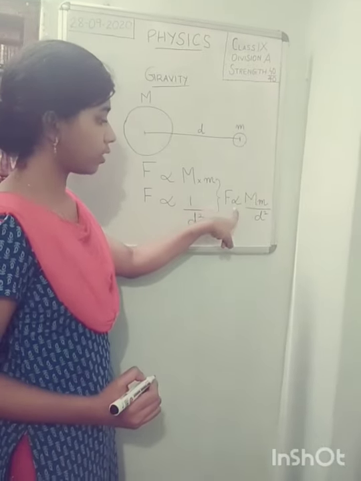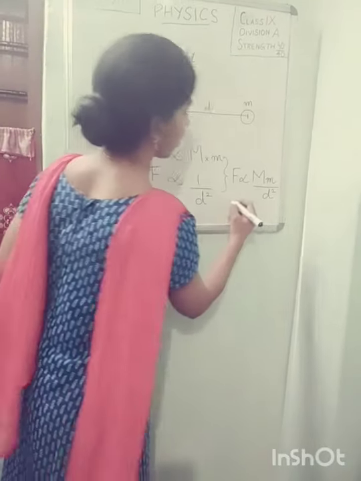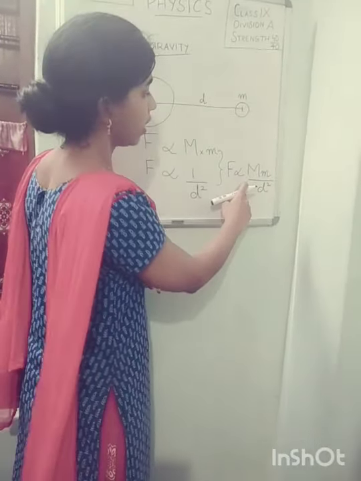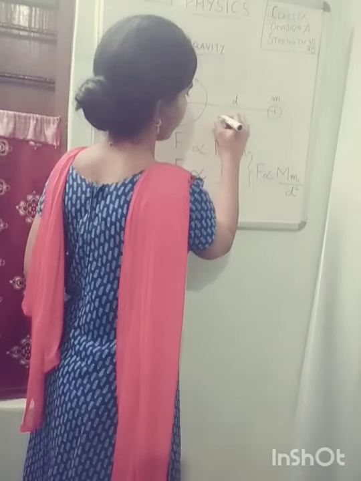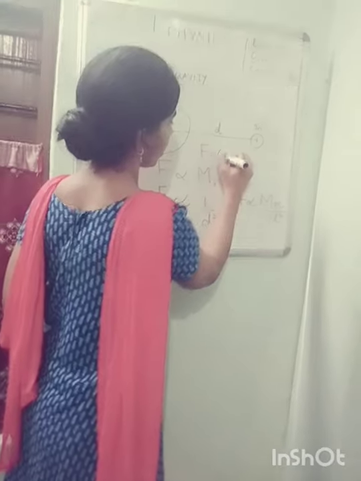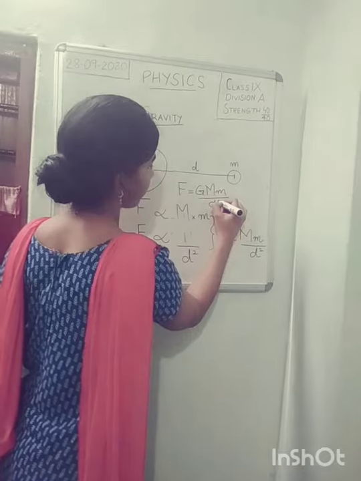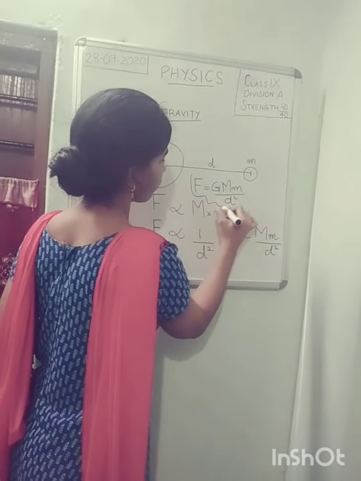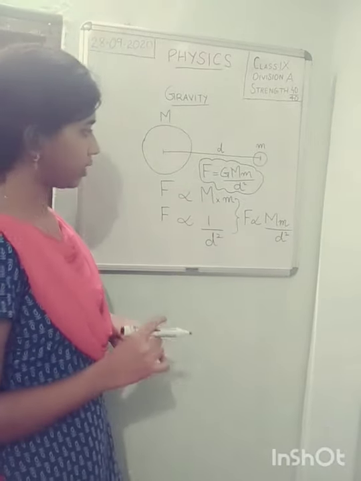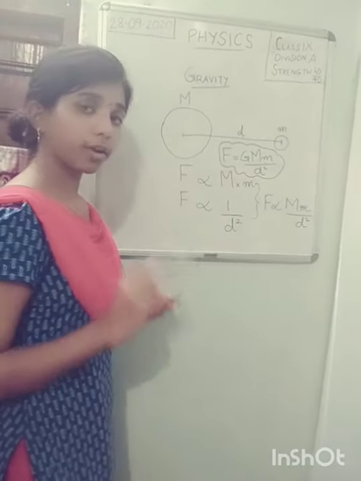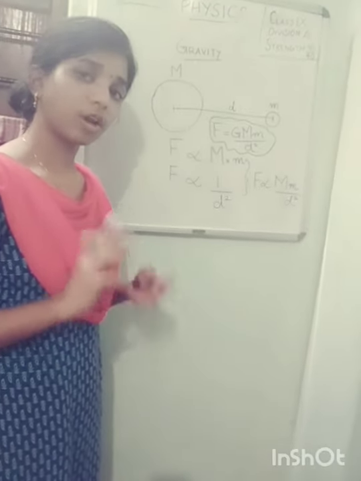So in order to remove this proportionality, we have to put a constant here. I am calling it the gravitational constant. Let me write it here. F equal to G into capital M into small m divided by d square. This is the mutual force of attraction that exists between any two objects. Do you get it? This G is called a constant. This constant is called universal gravitational constant.